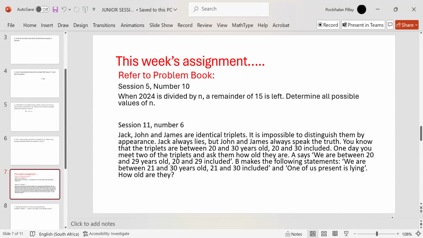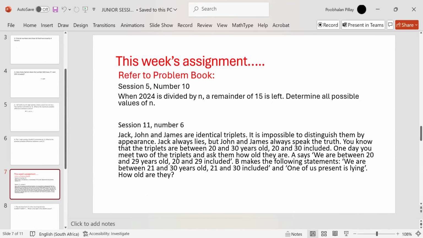Now, let me just make a comment here. When 2024 is divided by n, a remainder of 15 is left. Now, just be careful there. If the remainder is 15, then your divisor will have to be more than 15, right? The remainder is always less than whatever you're dividing by. When you're dividing by 8, your remainder will be less than 8, right?